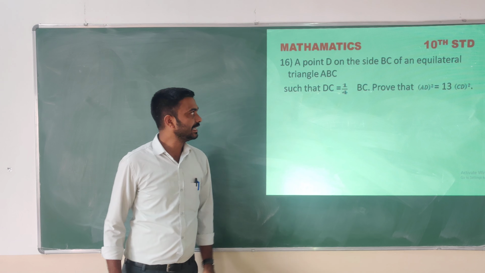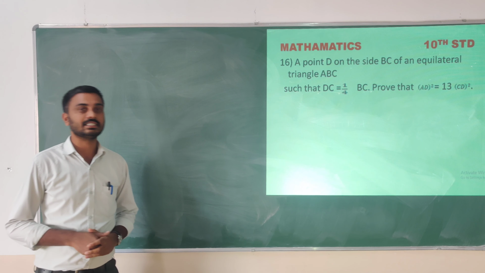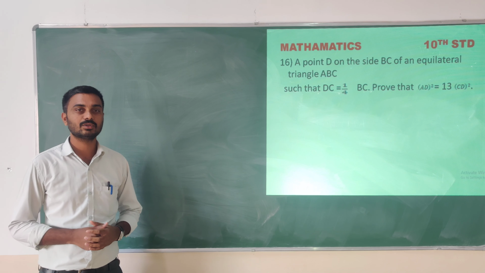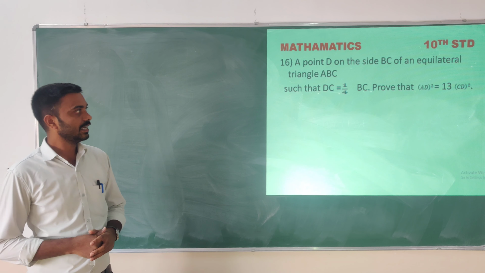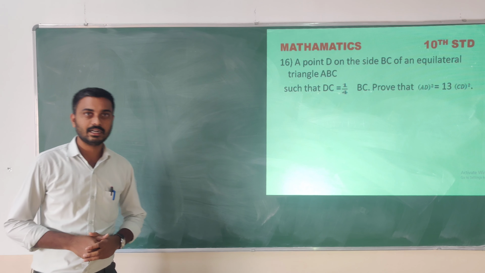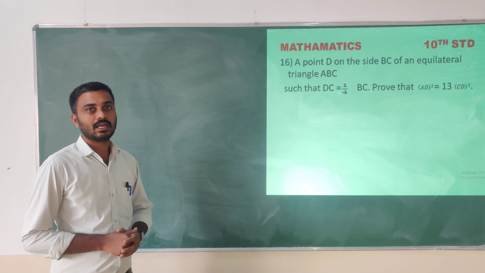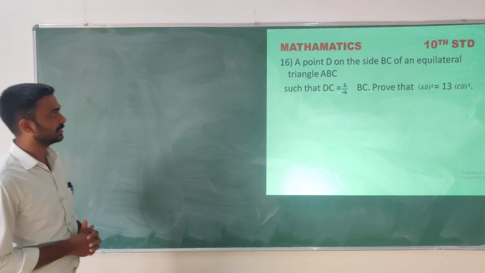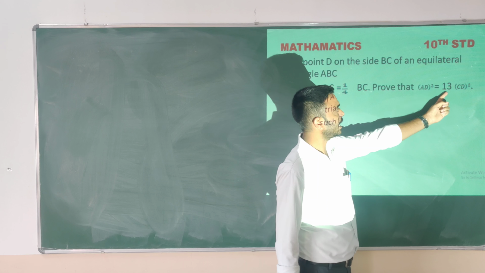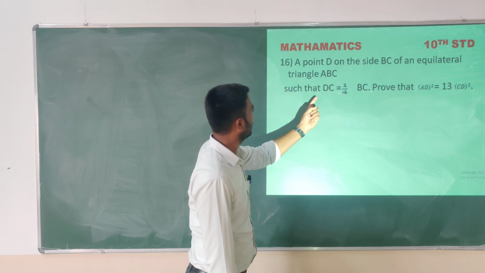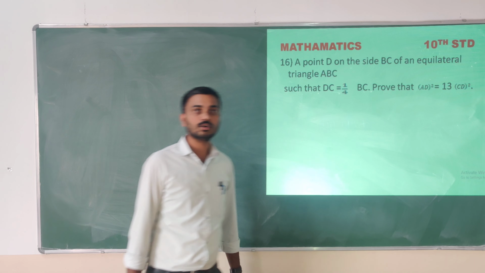A point D on the side BC of an equilateral triangle ABC such that DC is equal to 1/4 times BC, then prove that AD square is equal to 13 times CD square. A very simple problem in trigonometry. So let us discuss now how to show that AD square is equal to 13 times CD square when we have the condition DC is equal to 1/4 into BC.